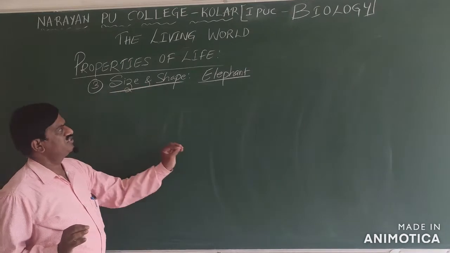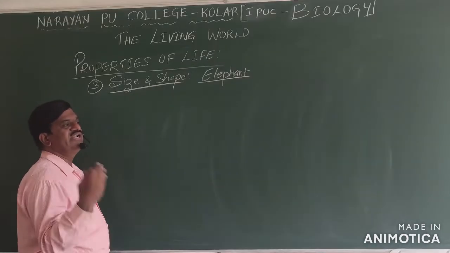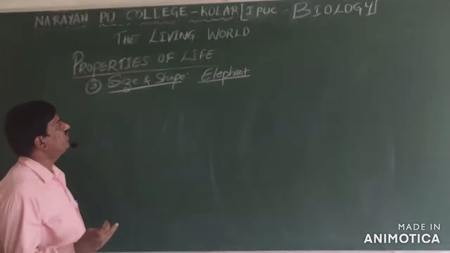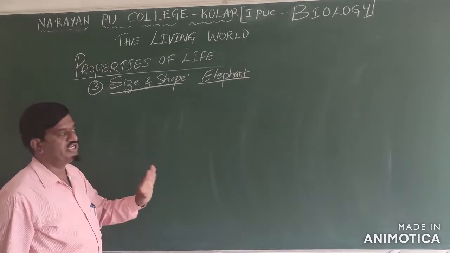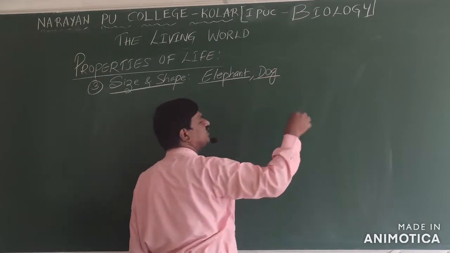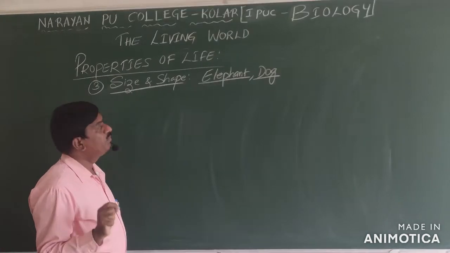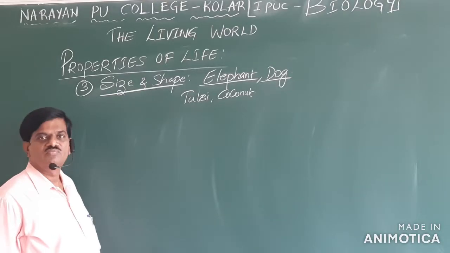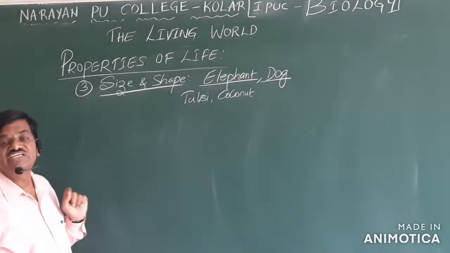all the persons, all the students have seen the elephant. When we use the word elephant, immediately we can recall the picture of an elephant. Hence, easily we can identify based on the shape. For example, elephant, dog, cat, etc. are some of the examples for the definite size. Now we'll continue with the next one called size and shape.